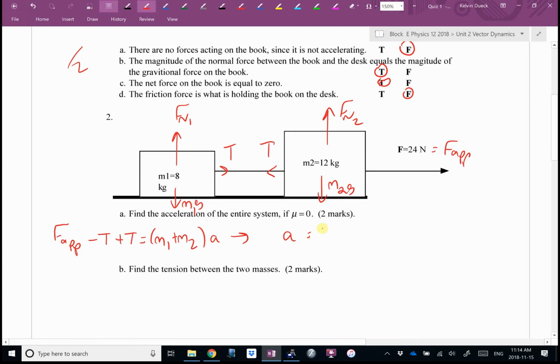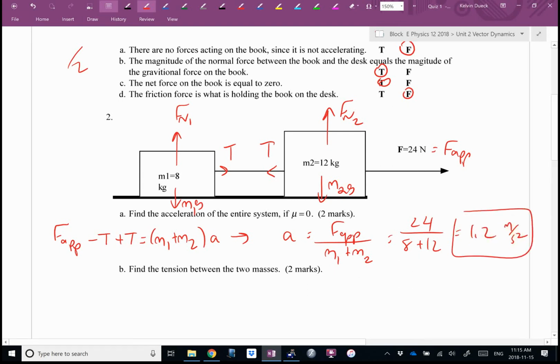So A is going to be F applied divided by m1 plus m2. It's going to be 24 divided by 8 plus 12. I can do that in my head. 24 divided by 20, divided by 4 over divided by 4. It's going to be 6 over 5. 1.2 meters per second squared. 2 out of 2 if you got that. Otherwise, I would probably go something like a half mark for that equation, a half mark if I saw that, half mark for the numbers, and a half mark for the answers.